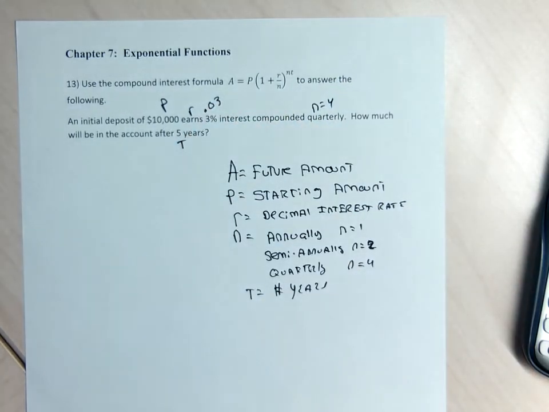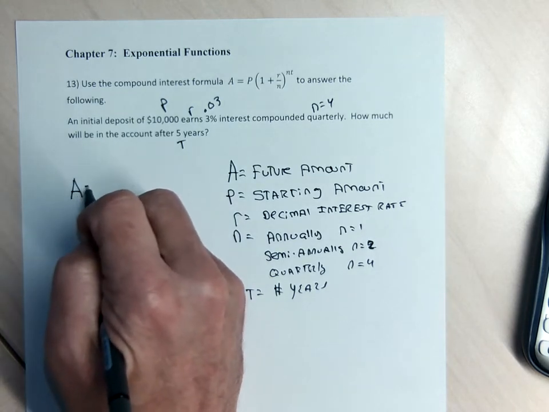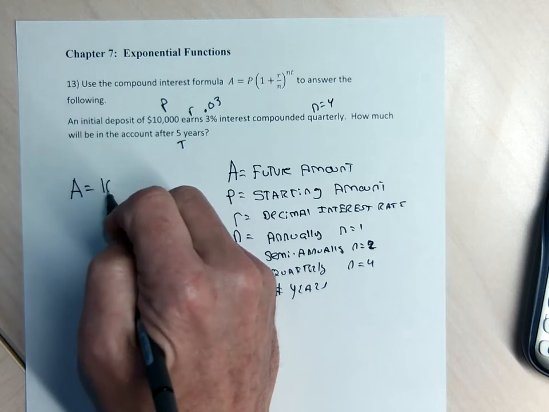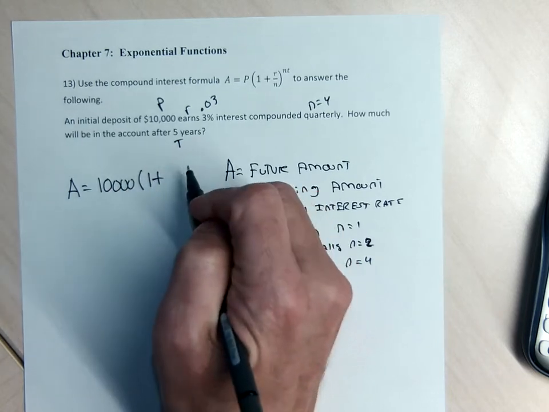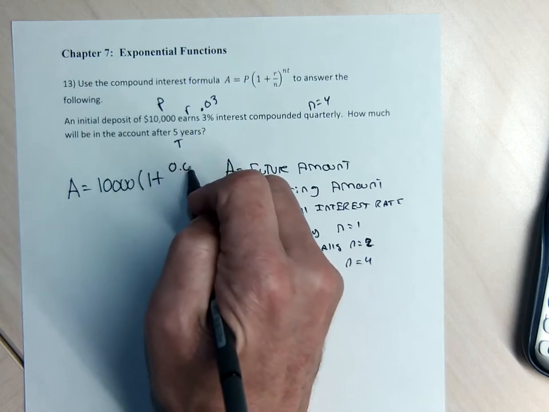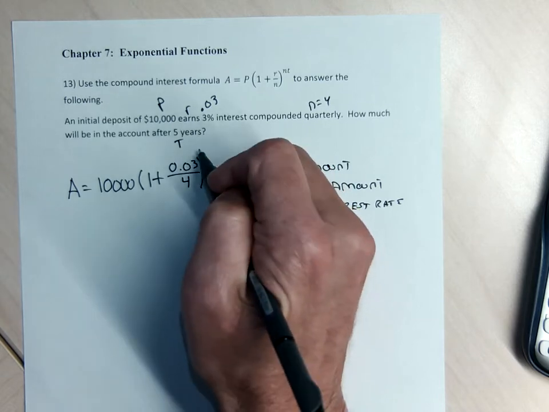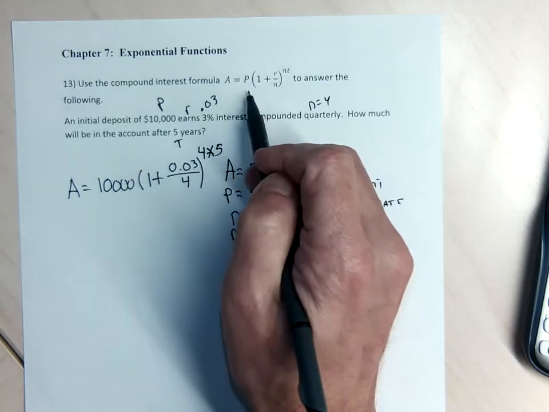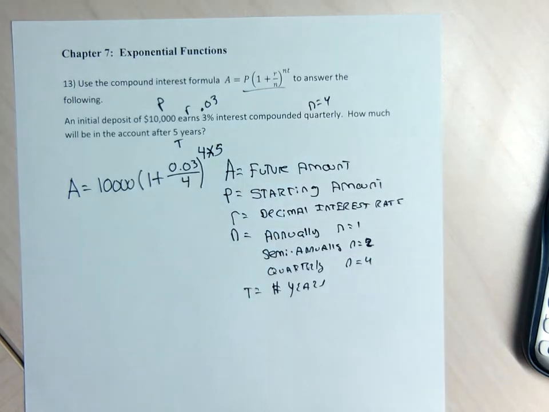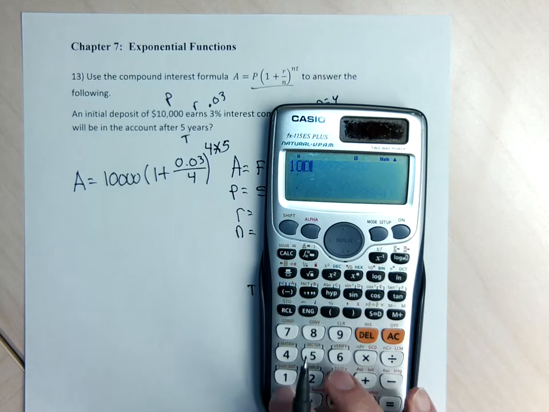The T is 5. So I'm going to say the future amount of money A is the starting amount of money, 10,000, times 1 plus R, which is 0.03, over N, which is 4, to the N, which is 4, times T, which is 5 power. That's just taking the numbers and shoving them into that formula. Because it's money, I'll round to 2 decimals, even though it doesn't say that. It's just implied.